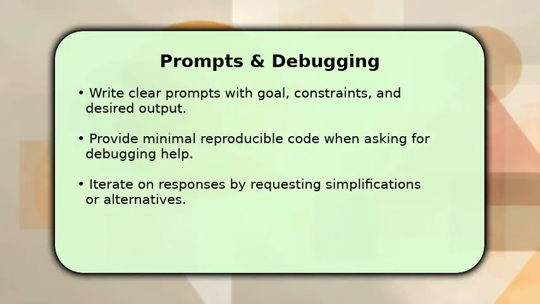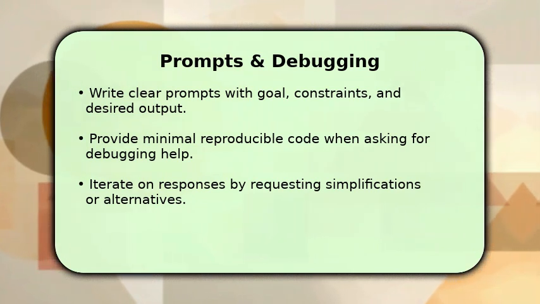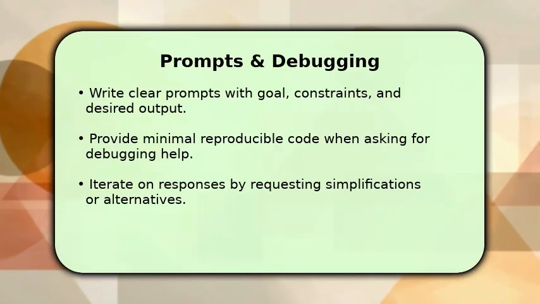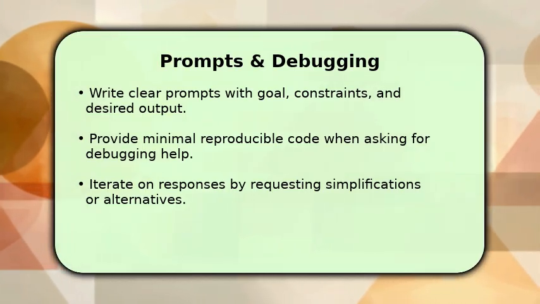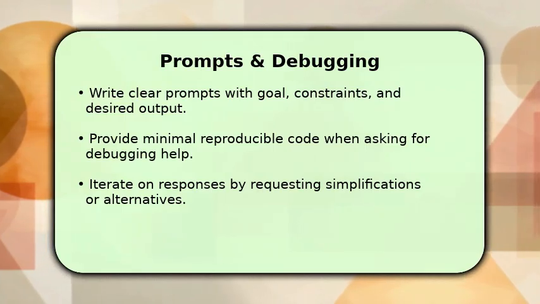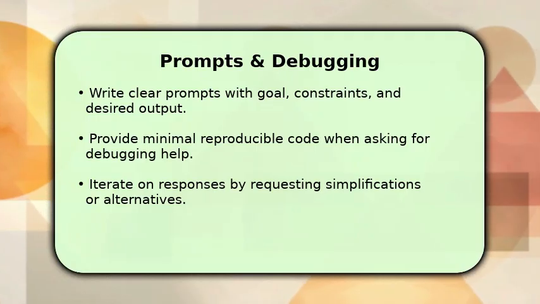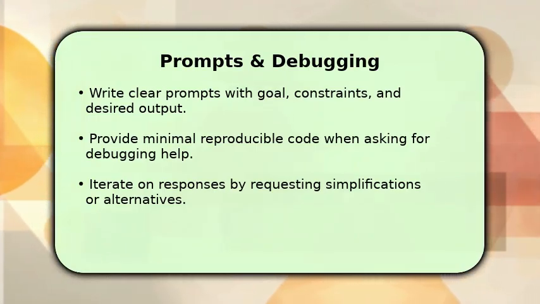Craft clear prompts by stating the goal, constraints, and desired output format, and include example input when possible. When debugging, paste minimal reproducible code and ask ChatGPT to identify errors and suggest fixes with explanations. Learn to iterate on responses by asking follow-up questions, requesting simplified versions, or asking for alternative approaches.